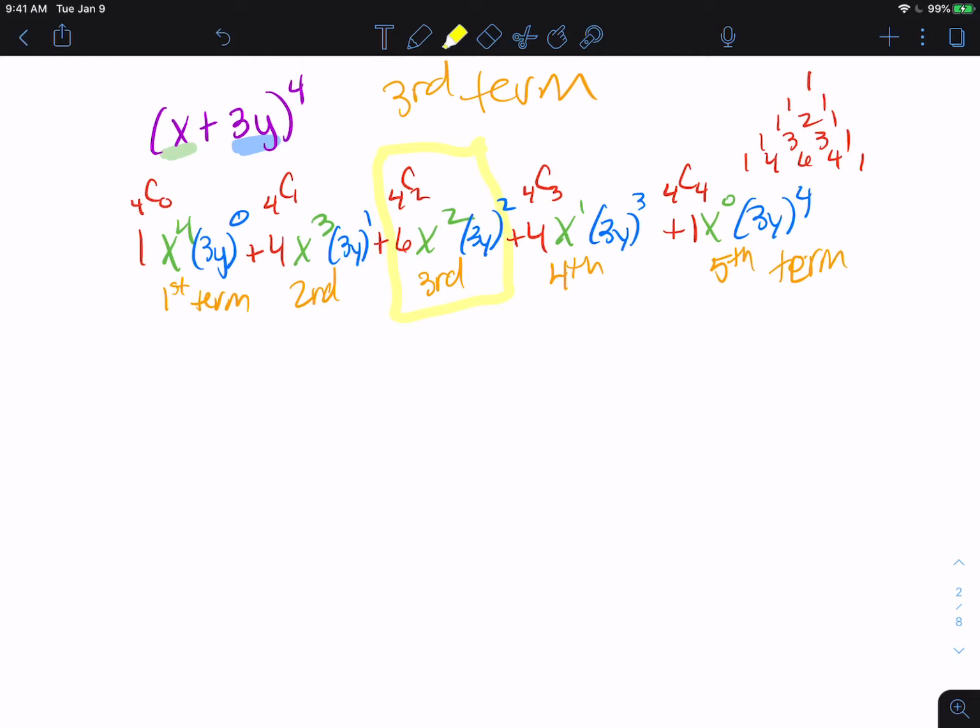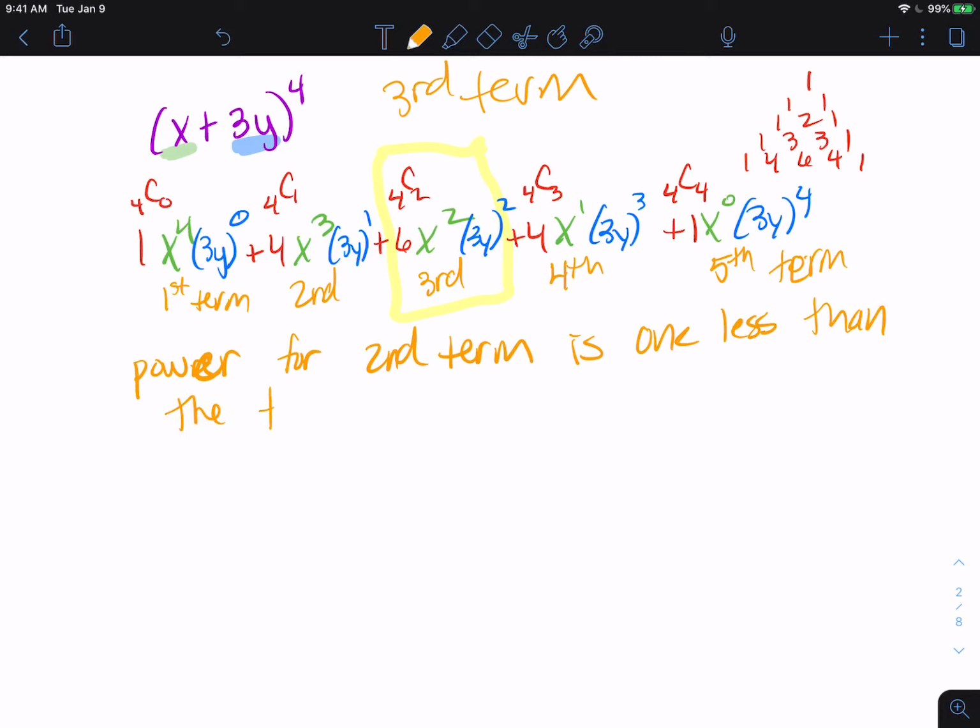Okay. So notice if we're looking at the third term, if I look at this power, it's a 2, and this power is a 2. This one is the one that we want to look at. Notice we've got the first term and then this one is 0, this is the second term, this one is 1, this is the third term, this is 2, this is the fourth term, this is 3, this is the fifth term, this is 4. So whatever term that we have, we're going to go one number less than that, and then that becomes the power for our second term. So let me say that again. The power for the second term is one less than the term number you are looking for.